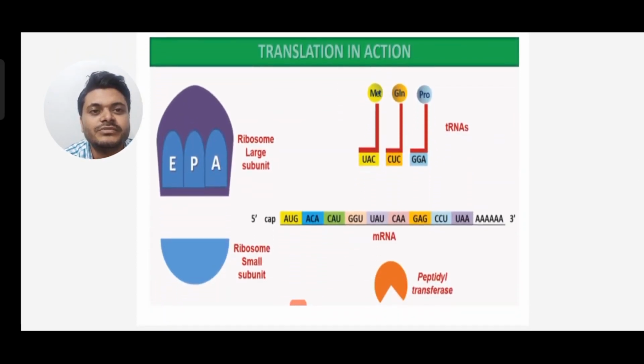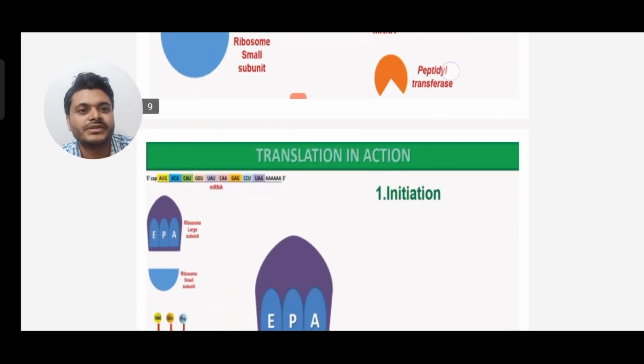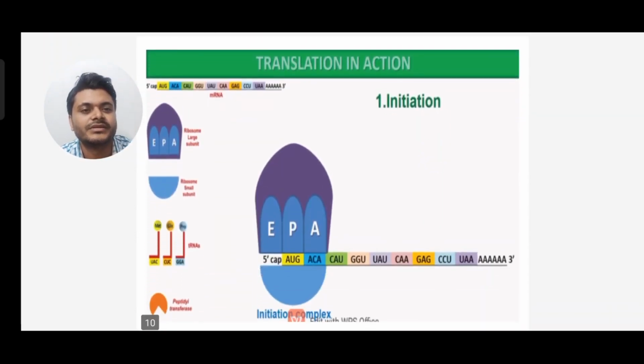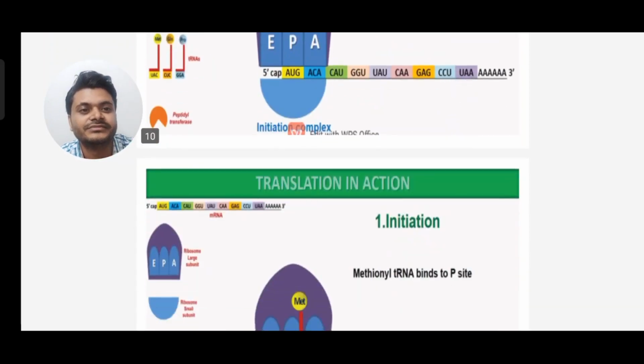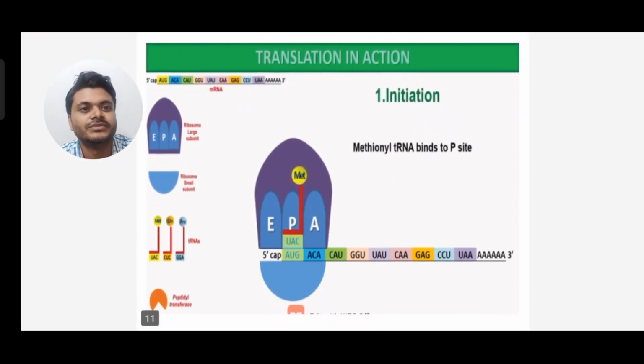You can see the ribosome larger subunit and smaller subunit, the tRNAs, and the mRNA. Now translation in action, you can see initiation. The start codon AUG is given here. In the initiation, the methionine tRNA binds to the P site. You can see it is bound.